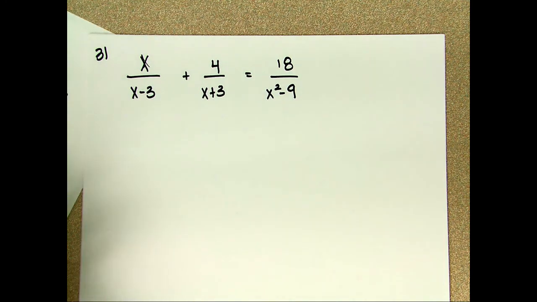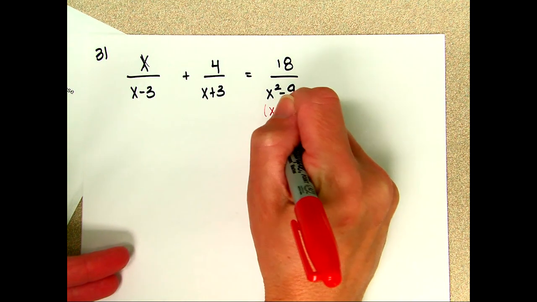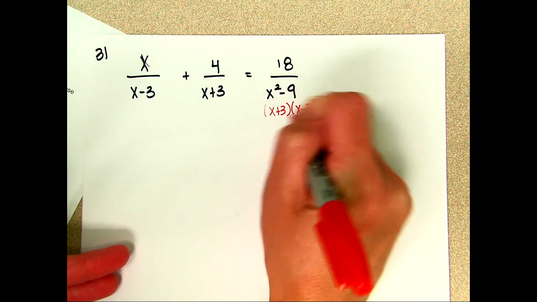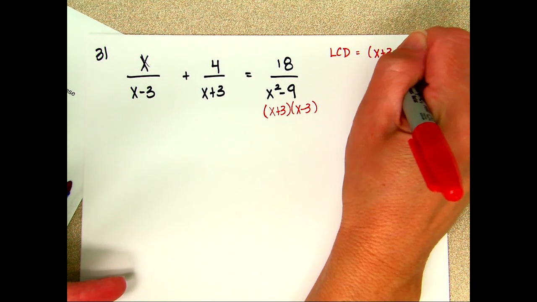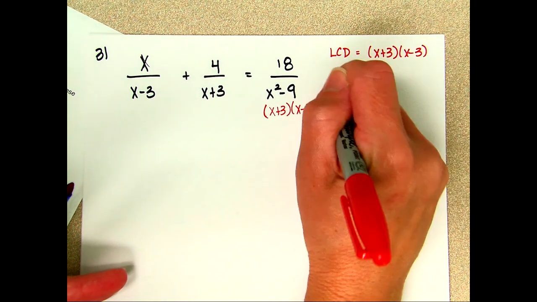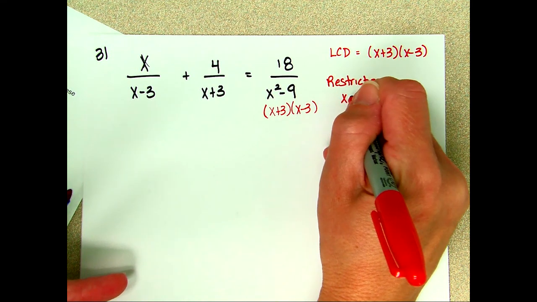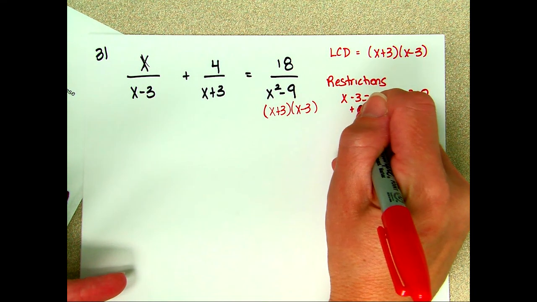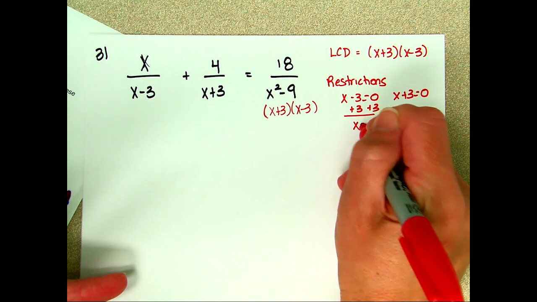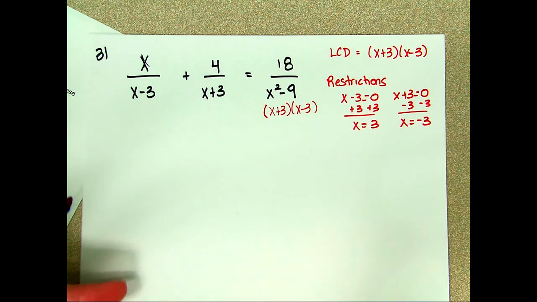So to factor, we have x plus 3, x minus 3. So our LCD is x plus 3, x minus 3. Our restrictions: x minus 3 equals 0 and x plus 3 equals 0. So x equals 3 is a restricted value and x equals negative 3 is a restricted value. After we solve this problem, if the value for x is equal to either 3 or negative 3, since those are restricted values, they cannot be the true solution to this problem.